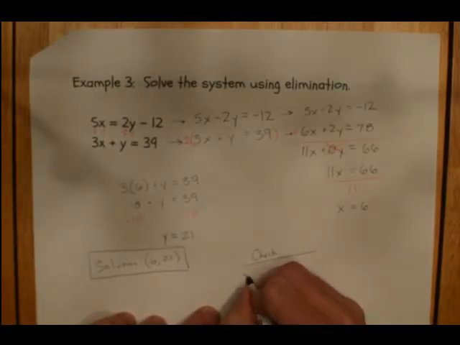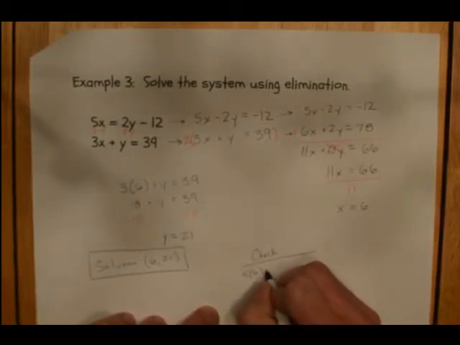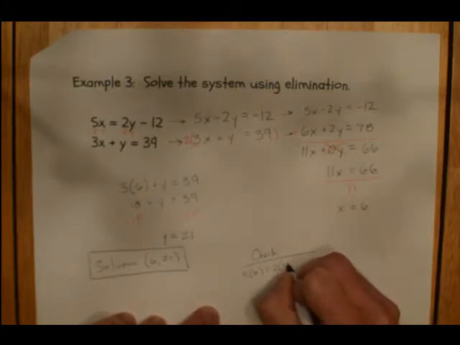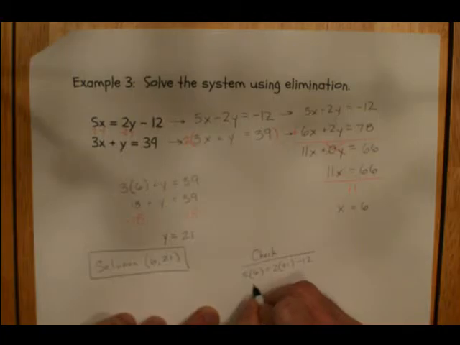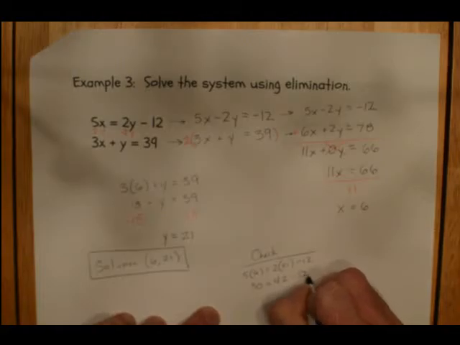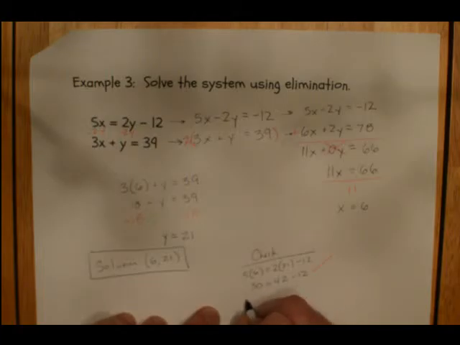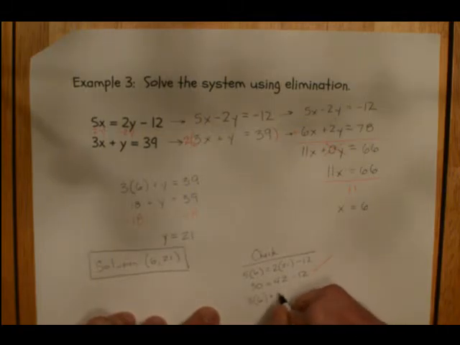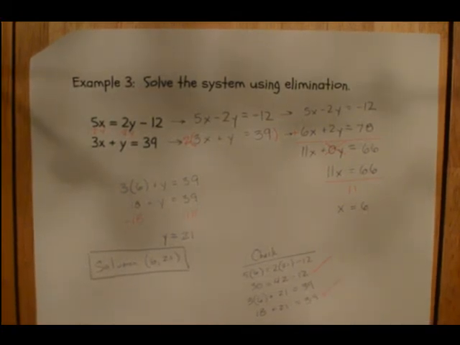So go back to that first equation. We've got 5 times x, which is 6. That should equal 2 times 21 minus 12. So that's 30 is equal to 2 times 21, which is 42, minus 12, and 30 is equal to 42 minus 12. So that one works. The second equation says 3 times x. We know that x is 6, plus y, that's 21. This should equal 39 if it works. So 6 times 3 there is 18 plus 21, and 18 plus 21 is absolutely 39. So it does work, and that solution is good.